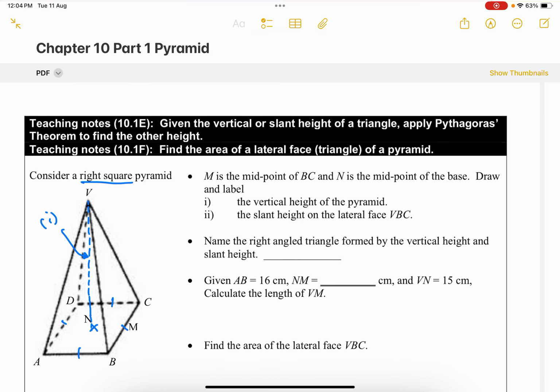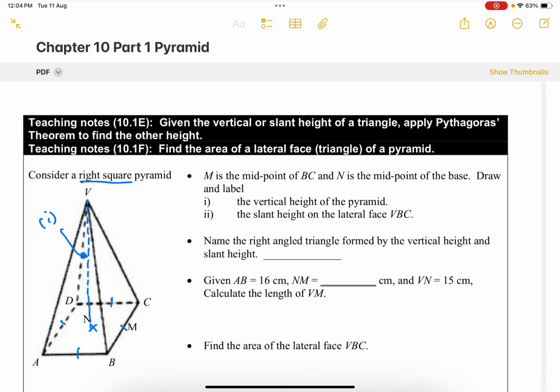Let's call it part 1. Next, we need the slant height. The slant height on the lateral face VBC, so that is the one on the right hand side. This will be our slant height. They want us to name the right angle triangle formed by the vertical height and the slant height, basically the two dotted lines that we have just drawn. So our right angle triangle will be VNM. Triangle VNM.